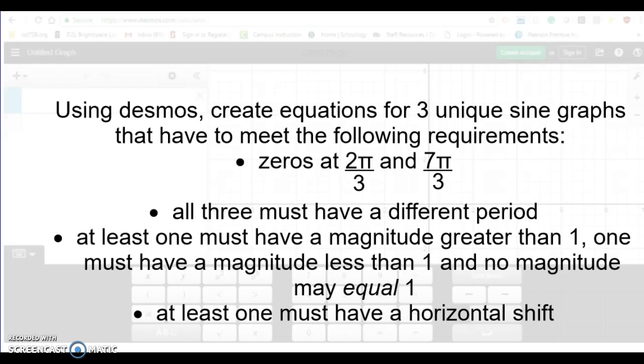So I also want to have them using technology. Desmos is a tool that I have used that I'm very comfortable with. My students are one-to-one. Every one of them has a Chromebook, so I know that this is a tool that they can use and that they can learn to be successful with. So we're going to start using Desmos, and I want to create equations for 3 unique sine graphs, and they have to meet the following requirements. Now, the students have to actually write the equations, but they also need to have the graph involved. So there's where the Desmos comes in.